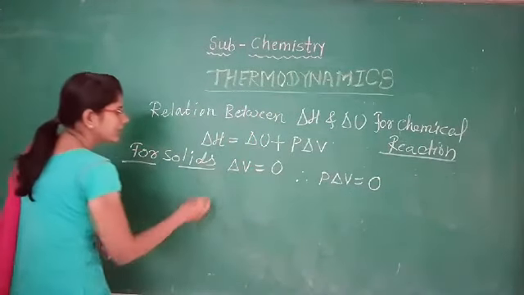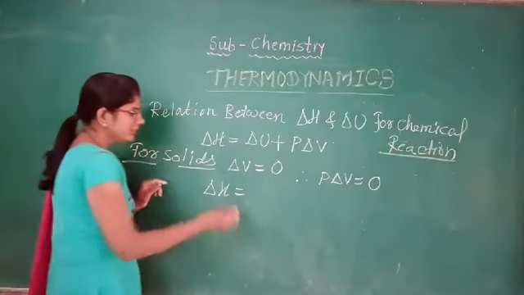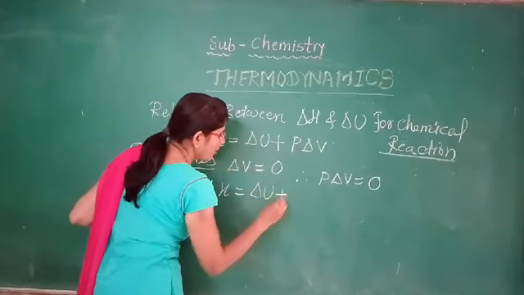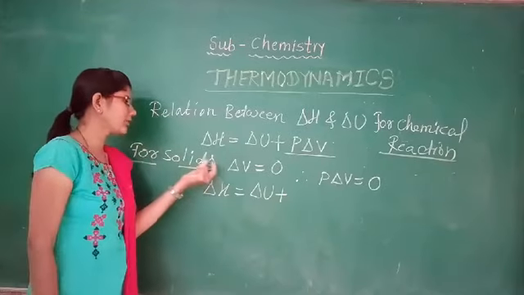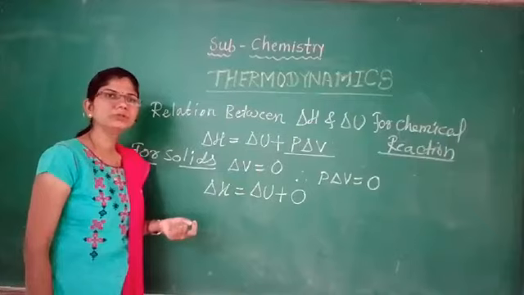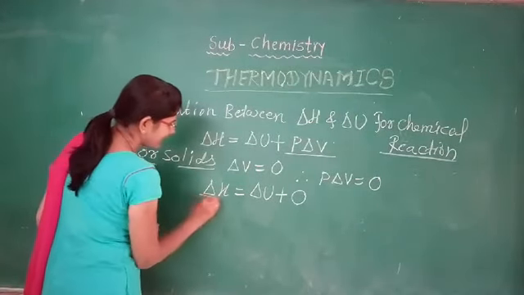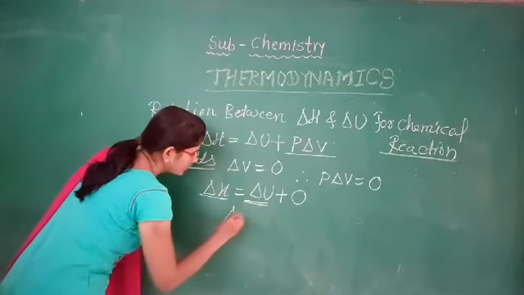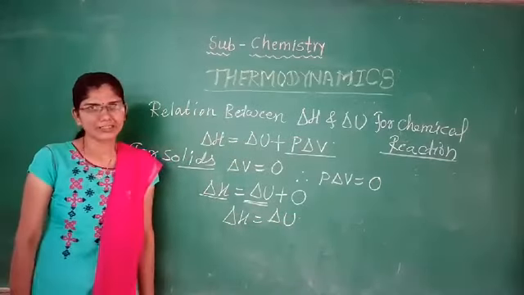Therefore the relation between delta H and delta U for the solid: delta H is equal to delta U plus P delta V. This term becomes 0 for the solid, because there is a negligible change in the volume in a solid, and therefore for a solid we can say that delta H is equal to only delta U. Delta H is equal to delta U for the solid.